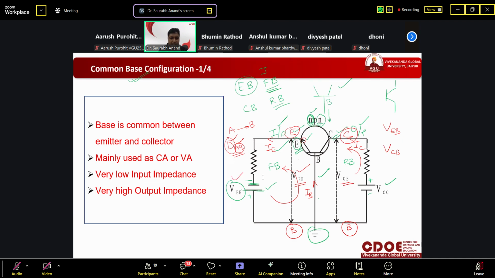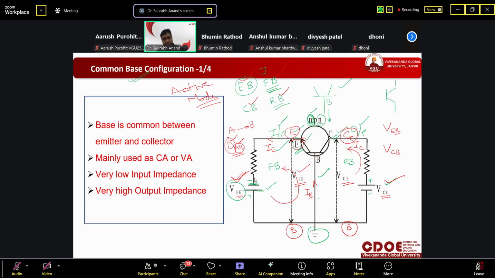And this battery is connected with the emitter, so it is VEE. It is connected with the collector, so it will be VCC. These are the batteries which will make the transistor work in active mode. In active mode, what should be there? The emitter base junction should be forward bias, the collector base junction should be reverse bias. So these batteries are making this transistor work in active mode.